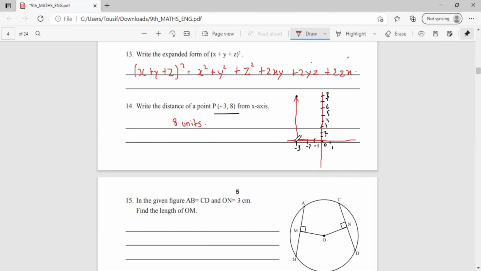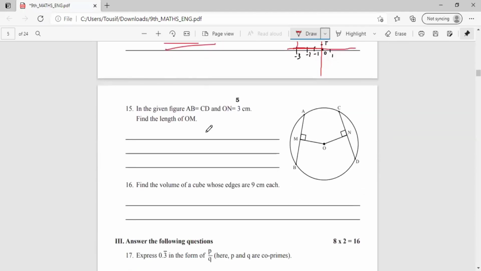As you can see, what is the value where the point has been marked? At 8. So the distance from the x-axis to the point is 8 units. If they ask you the distance from the x-axis, you have to give the y coordinate value. If they ask you the distance from the y-axis, you have to give the x coordinate value. That is a very simple one. Moving to the next one.